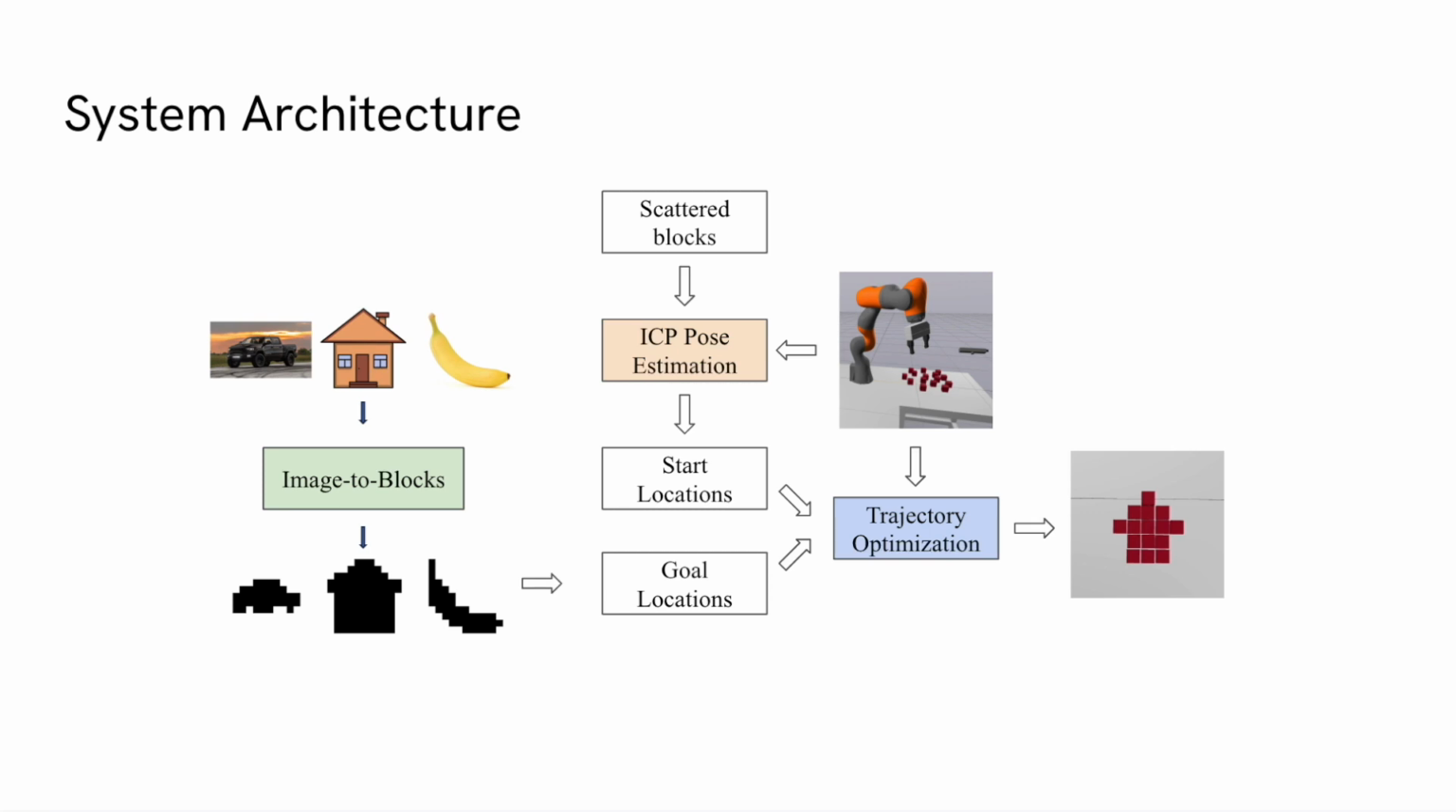We start with an input image and pass it through an image-to-blocks algorithm. This gives us coordinates for goal cube placement locations. Then, our system takes scattered blocks and estimates their poses using ICP to derive cube start locations. We pass this information into a trajectory optimization algorithm, and finally, the robot assembles our desired object.